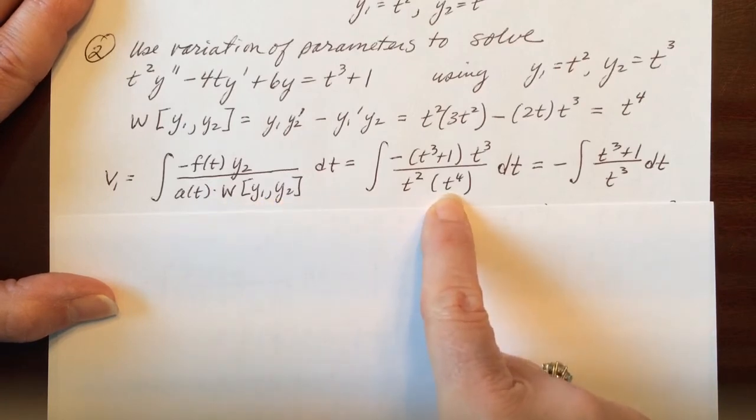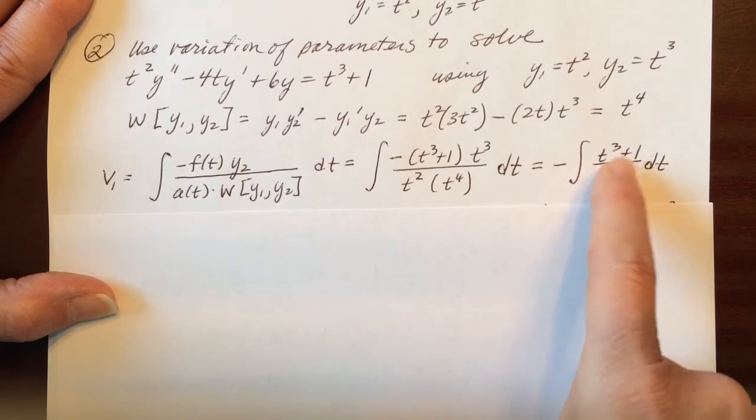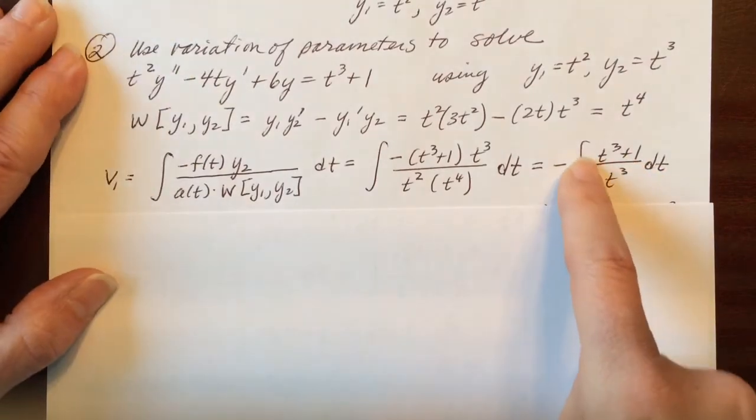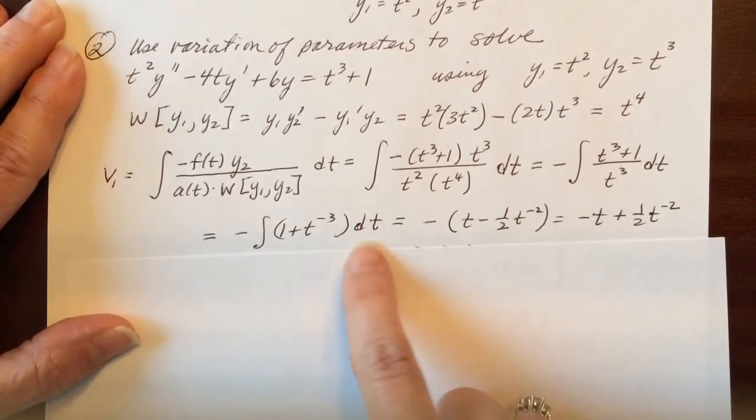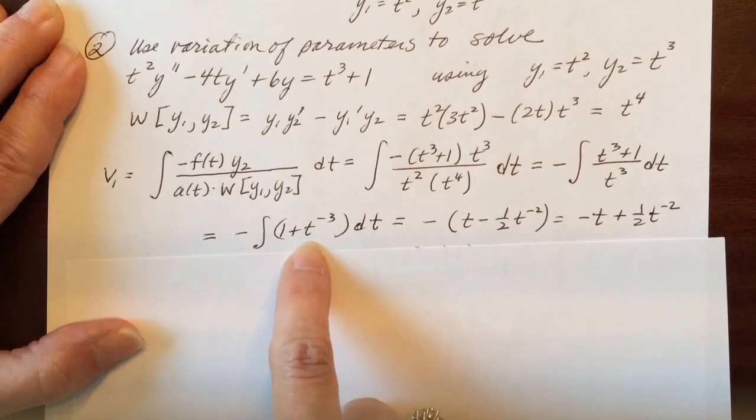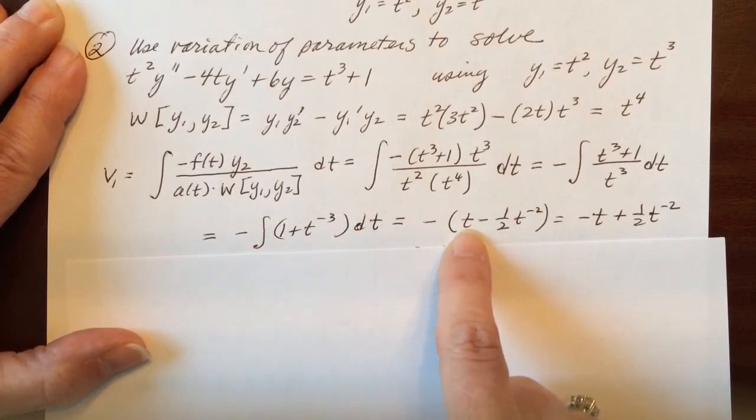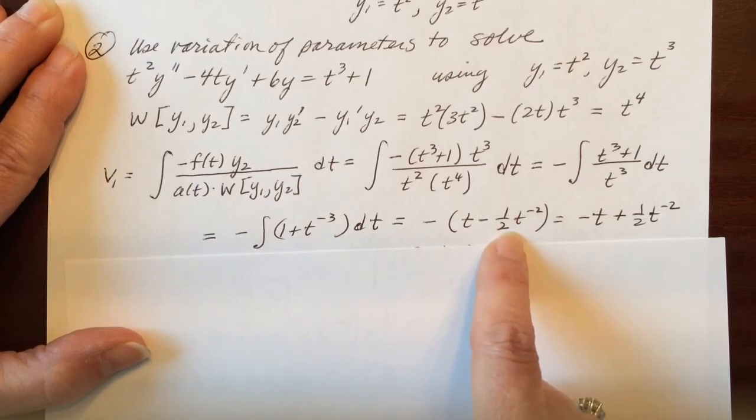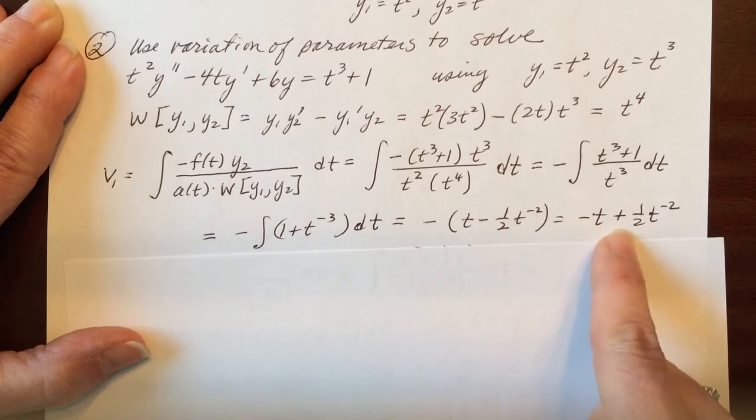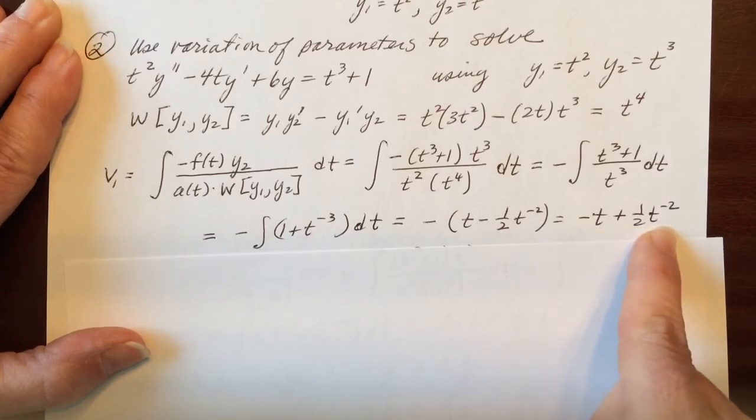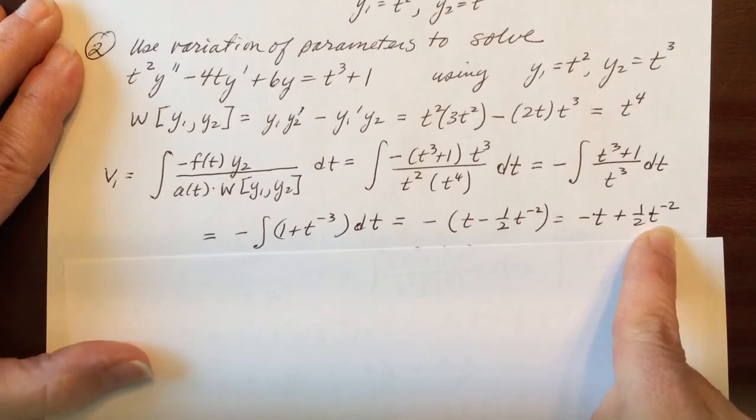All right, so we're moving right along. This is really nice, right? We can simplify, pull the negative out. We've got t cubed plus 1 over t cubed. Let's just divide through by t cubed. We would have the negative of the integral of 1 plus t to the -3. Antiderivative of 1 is t. Antiderivative of t to the -3 is t to the -2 divided by -2. And so we can pull through that negative. So we've got -t plus 1/2 t to the -2. This is our v1.